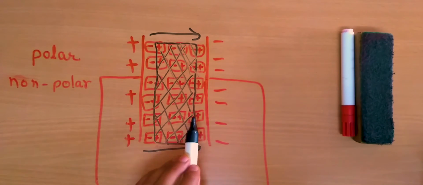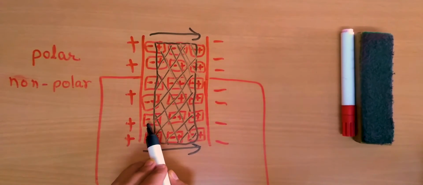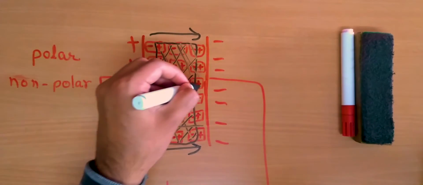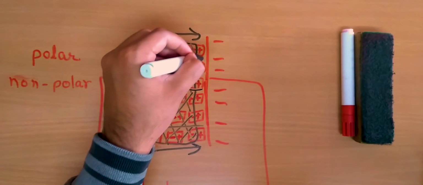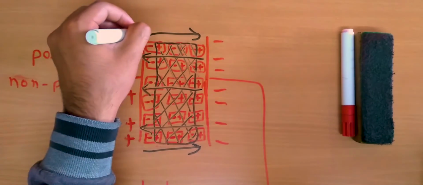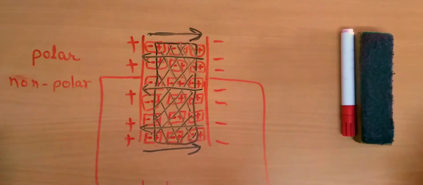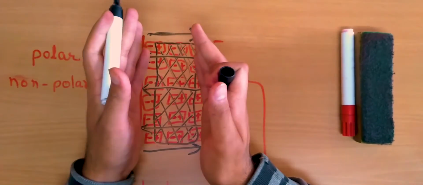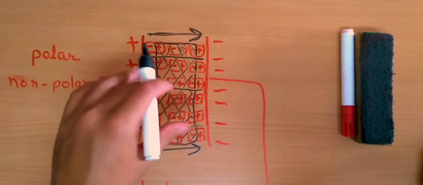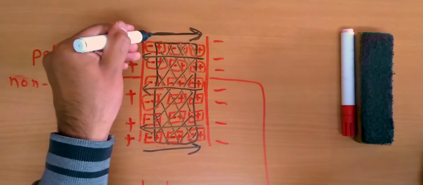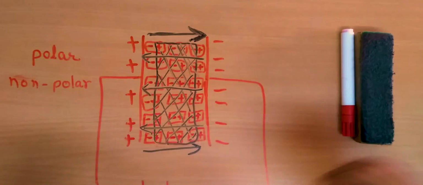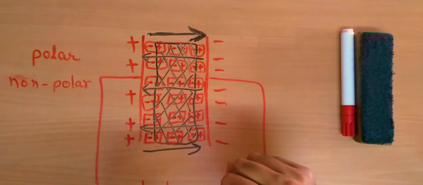That electric field will go from this positive charge to this negative side, and it will be acting in this direction, opposite to the electric field of the capacitor. So the electric field induced due to the substance inside the capacitor will be opposite to the electric field of the capacitor itself, and so the net electric field will be reduced.